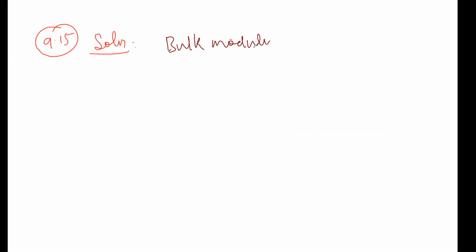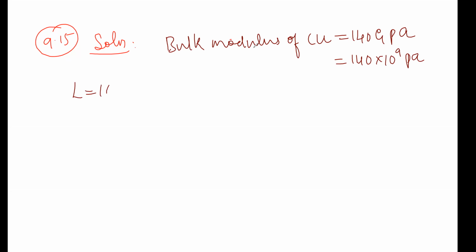Bulk modulus of copper is always constant, that is 140 gigapascal. Giga value is 10 to the power of 9 pascal. And then what they have given: length is equal to edge. Edge is measured in terms of meter or centimeter, so we take edge as length.